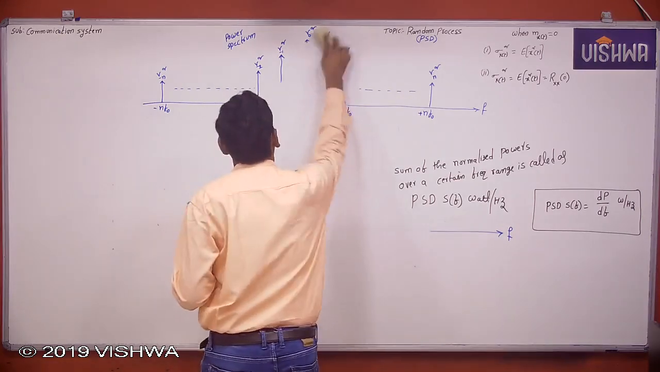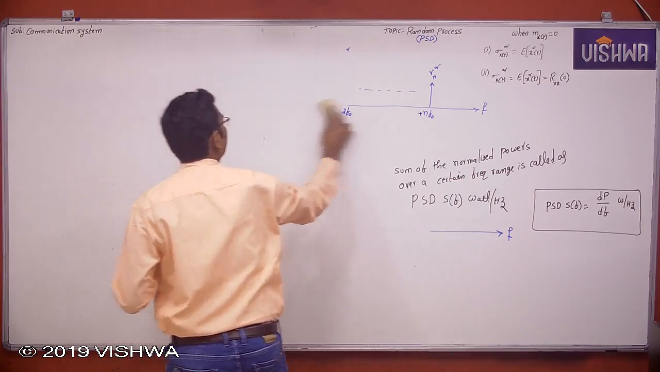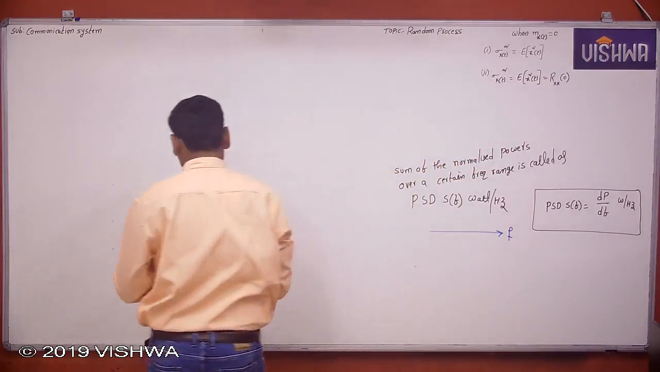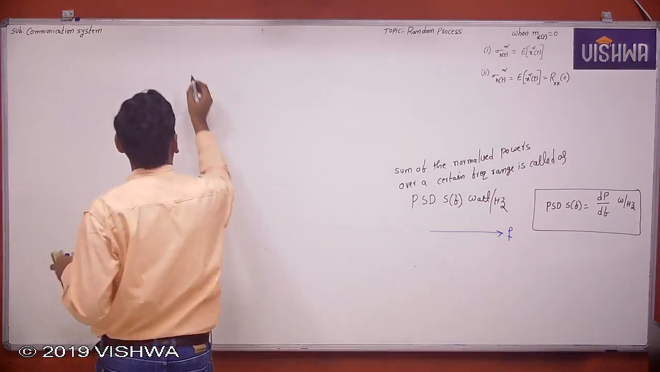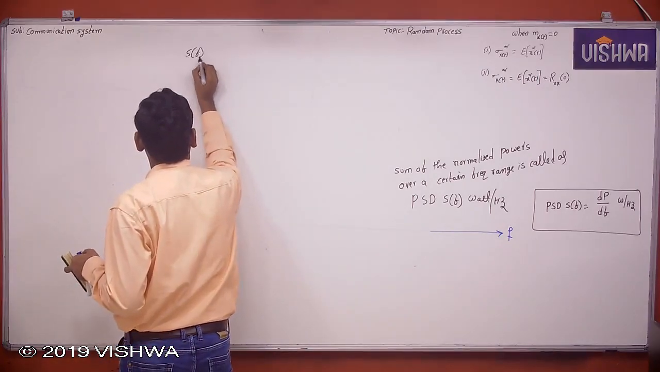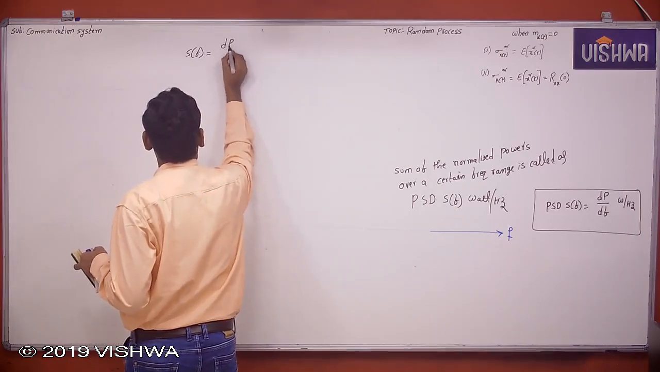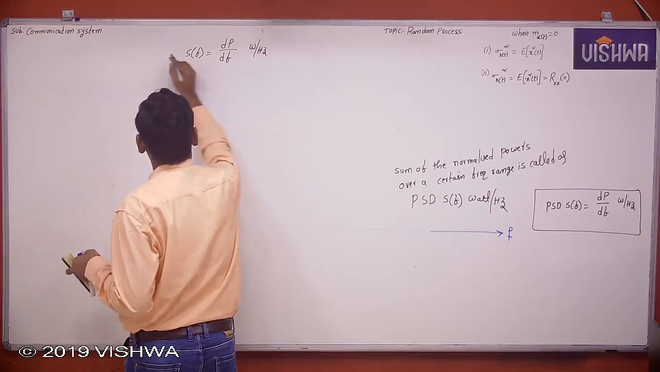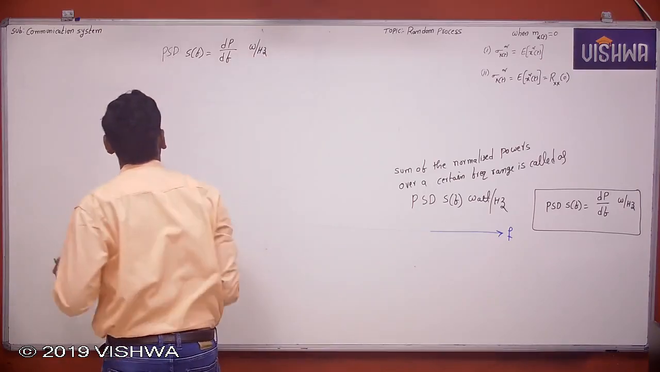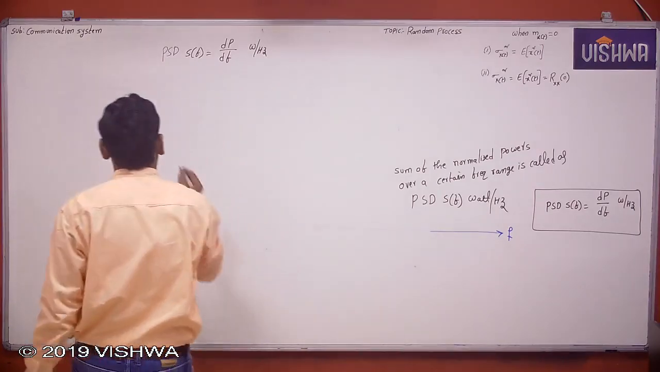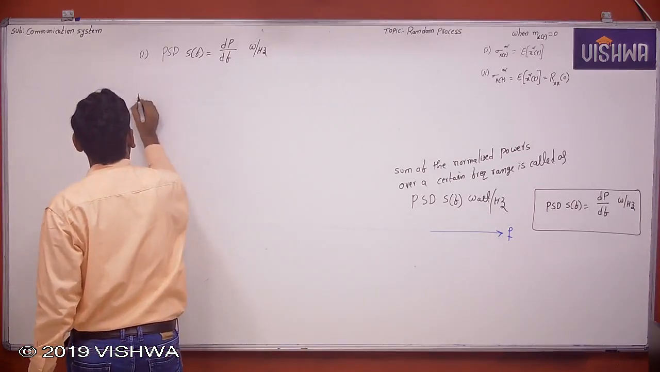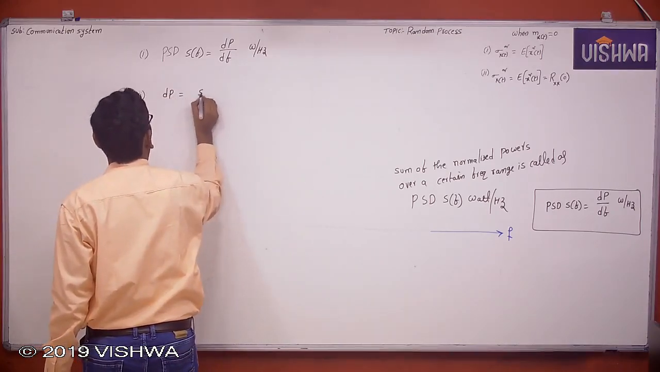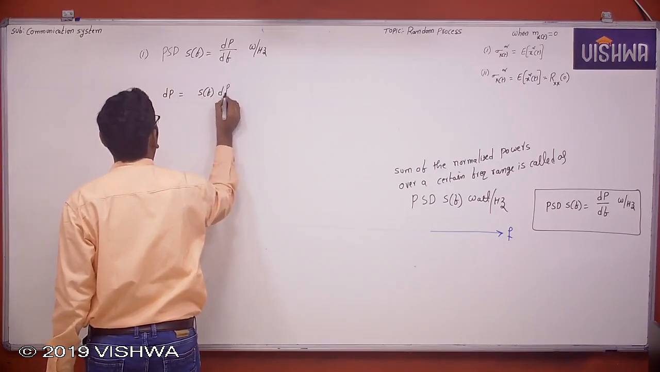Clear or not? So from here you can write like this. S of f is equal to the sum of the normalized powers over a frequency range, called power spectral density. Units are watts per hertz. Now dP is equal to S of f into df.